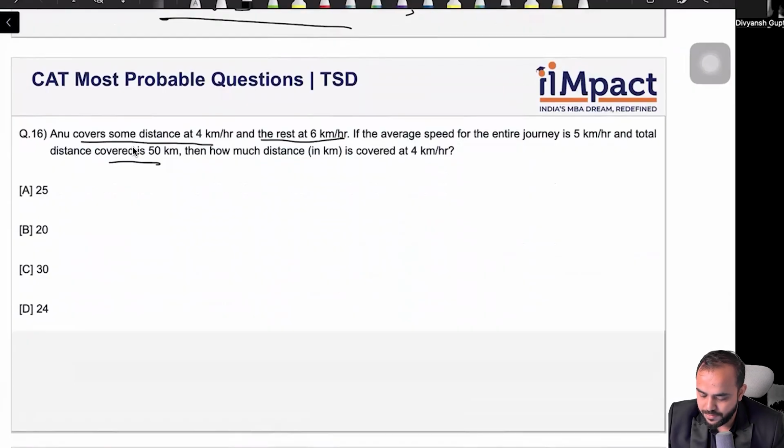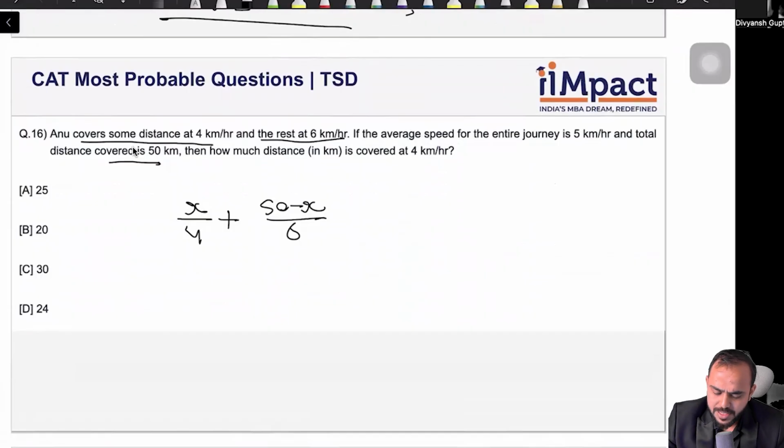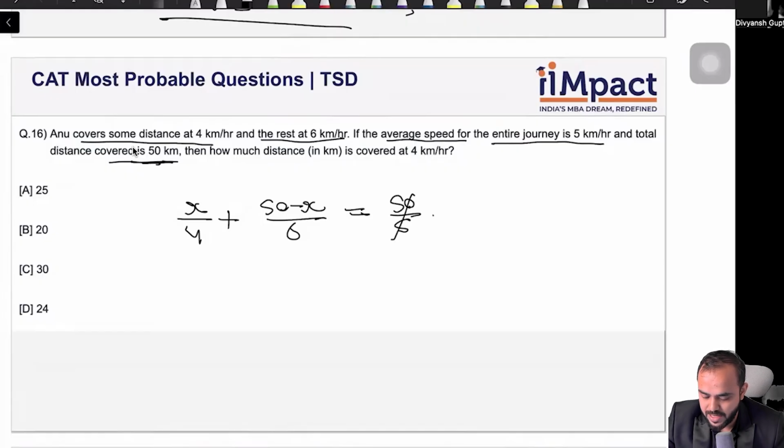Total distance covered is 50. So x by 4 plus 50 minus x by 6. This is going to be the total time. Now they have given me that the average speed of the entire journey is 5 kilometer per hour and the distance covered is 50, which means the total time is going to be what? 50 by 5, which is 10. Correct? So this is going to be the total time taken.